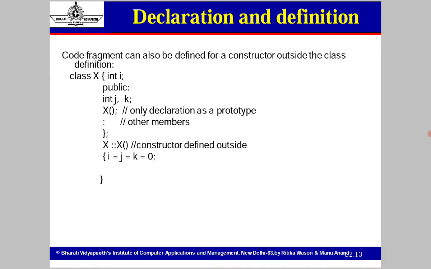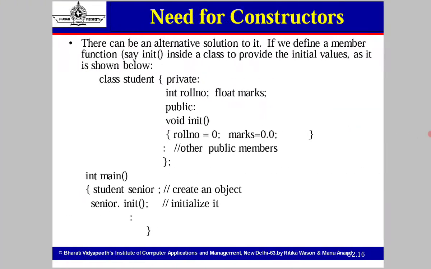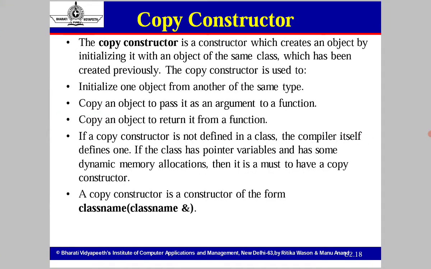This is another example of using constructors. The second type of constructor is the copy constructor. So what are the different types of constructors? The first type is called the default constructor, and the second type is called a copy constructor. The copy constructor is a constructor which creates an object by initializing it with an object of the same class which has been created previously.